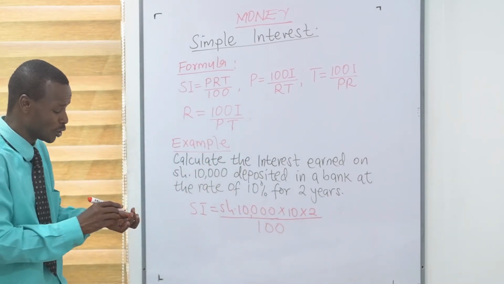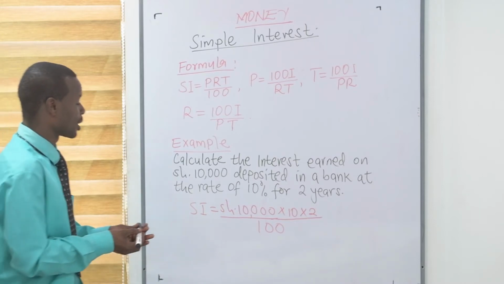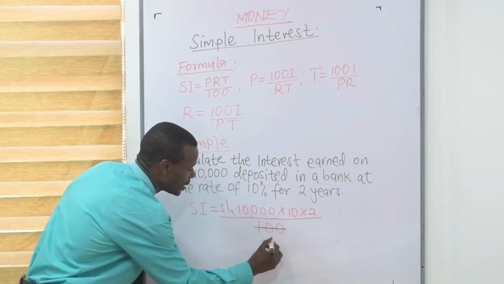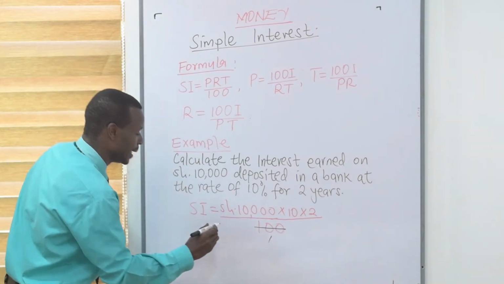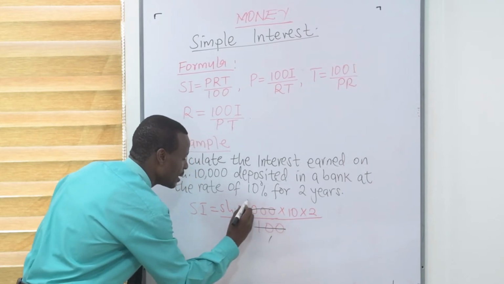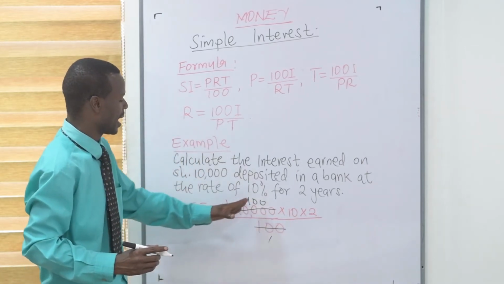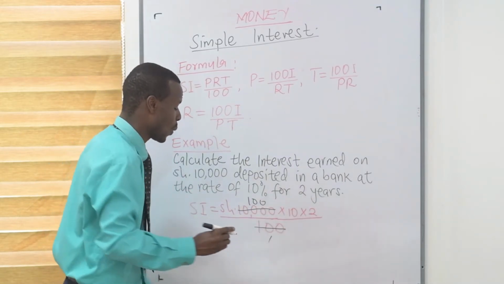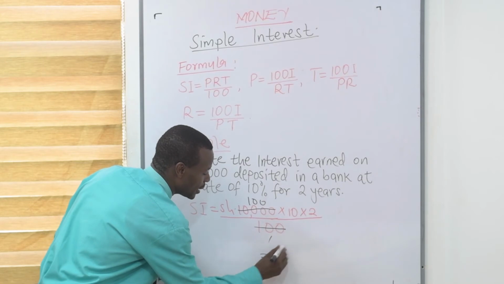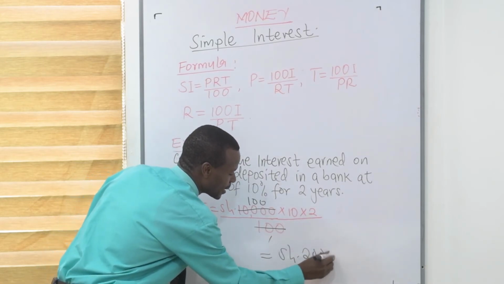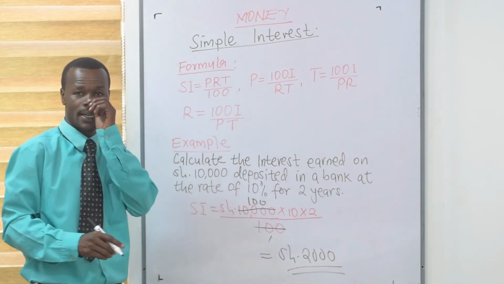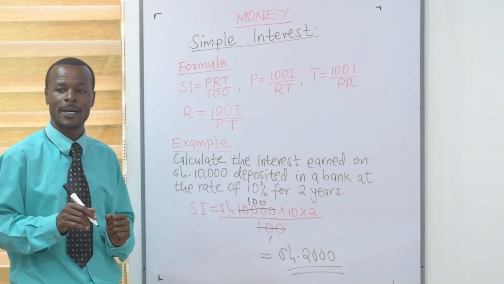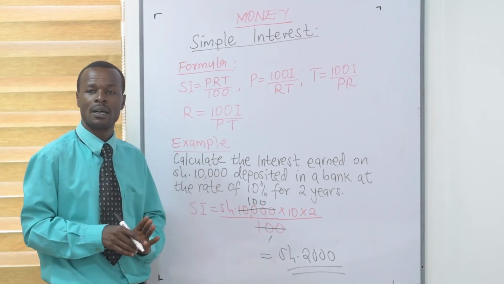Now from there, what you need to do is to simplify the figures that you have there. By 100 here, you'll have 1. Then 100 will go into 10,000, 100 times. Then 100 times 10 is 1,000. And 1,000 times 2 will give you 2,000 shillings. What is that? The 2,000 shillings is the interest earned if 10,000 shillings was put in a bank at the rate of 10% for 2 years.